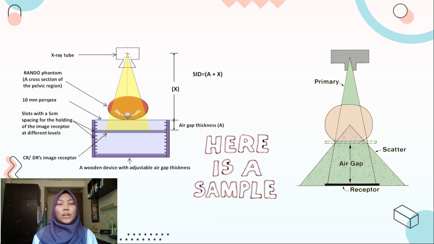Through the picture provided in the slide, as we can see, there is a separation between the patient's body and the film surface at certain spacings. As shown by the picture, there are slots with 5 cm spacing for holding the image receptor at different levels. By using this technique, scatter radiation that is received by the film is reduced when the air gap distance increases. This is because the scatter radiation leaving a patient's body is more divergent than the primary beam.